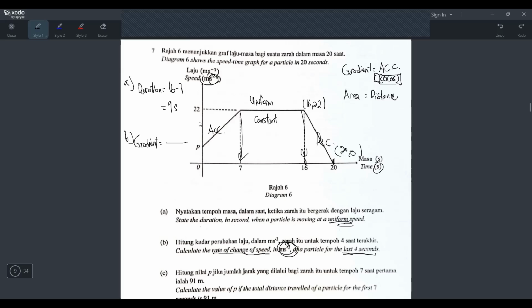So what is the gradient? 22 minus 0 bahagi, oh, excuse me, 16 minus 20. Okay, so let's press. I think you will get negative, right? Yeah, negative 5.5. But here you write 5.5. But in your last line, you write what? Since the question asks for rate of change of speed, I'll write rate of change of speed is equal to negative 5.5 meter per second square.